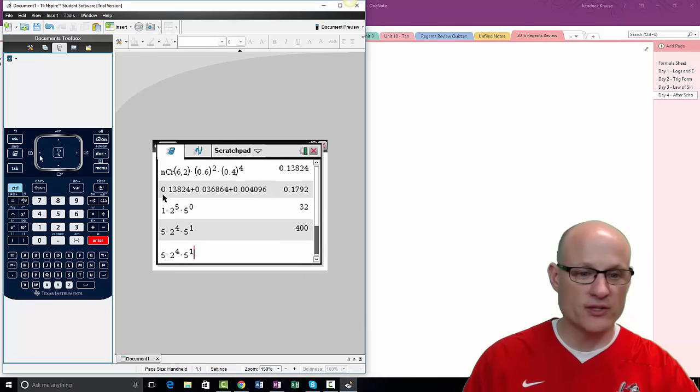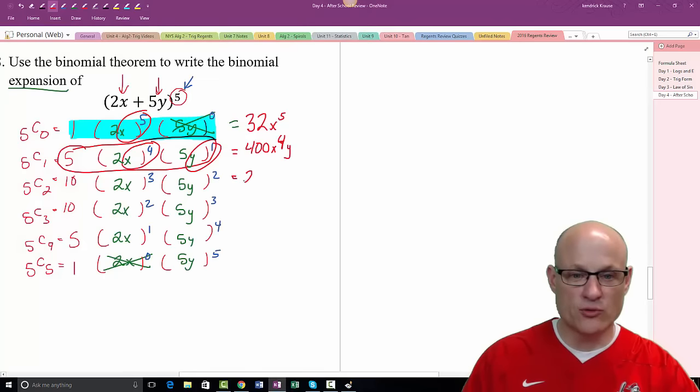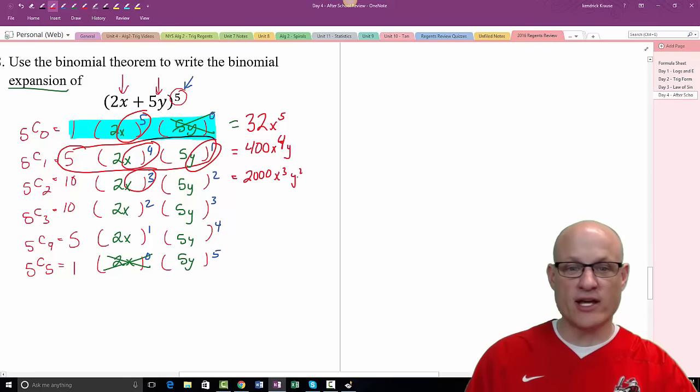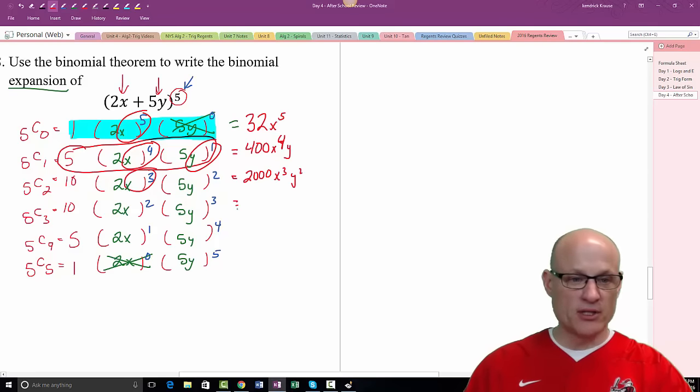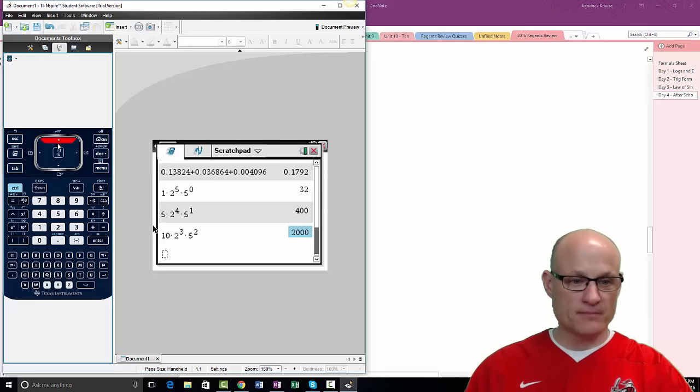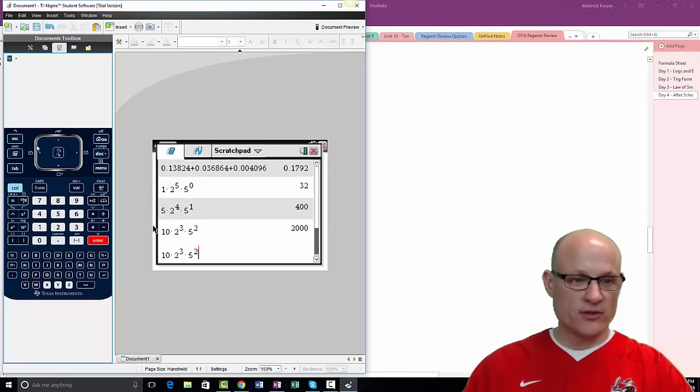Enter. This is going to change to a 2. This is going to change to a 3. And I believe this is 10, right? 2,000. X cubed, y squared. Notice the x's are coming down, the y's are going up. All right, same thing. This is now a 3. The beginning number is 10 still, so we'll just leave that as 10.